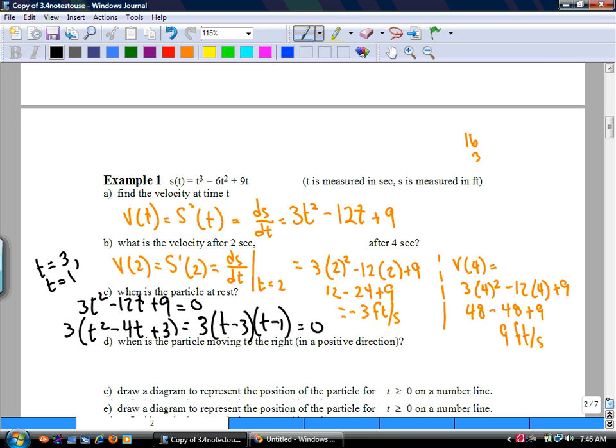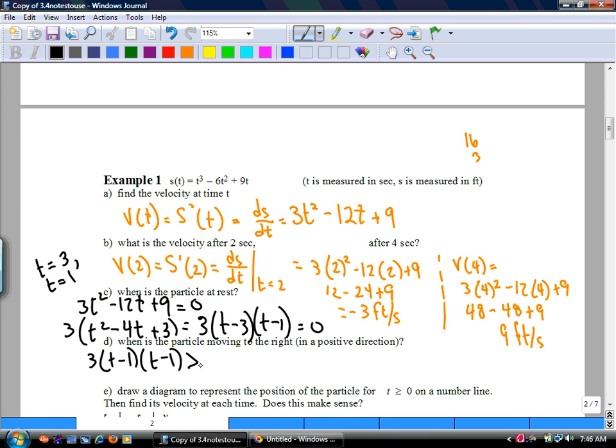When is the particle moving to the right? In a positive direction. Okay, so in grade 11, you would have solved inequalities that looked like this: 3(t minus 1)(t minus 3) bigger than 0. I need to graph a little mini parabola here. It would have x-intercepts at 1 and 3. And I would ask you, where is the little mini parabola above the t-axis?